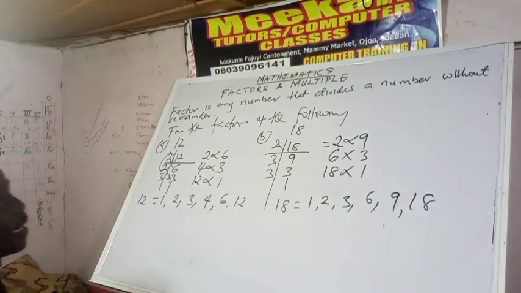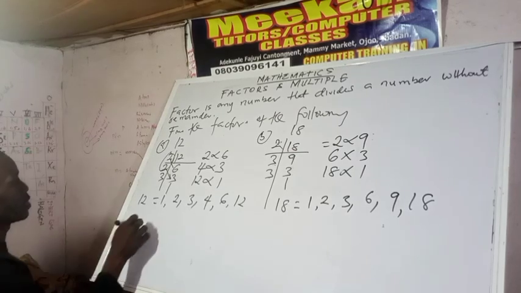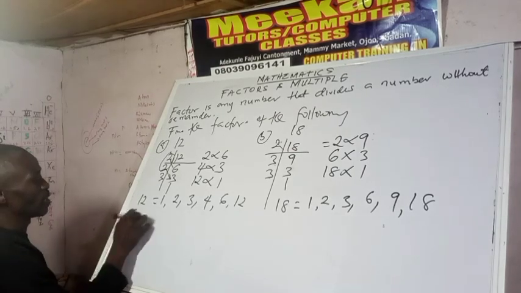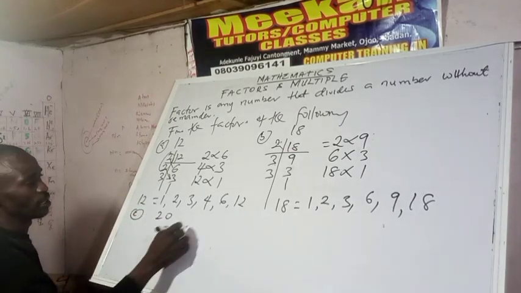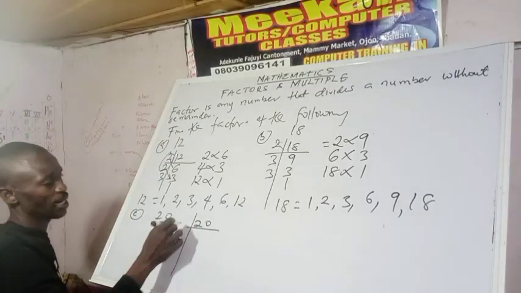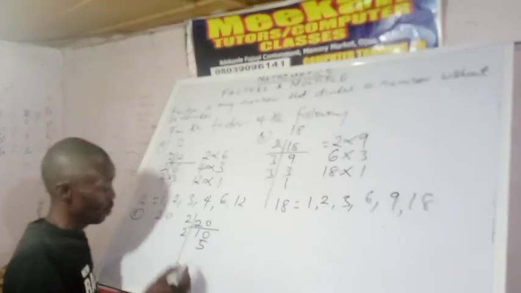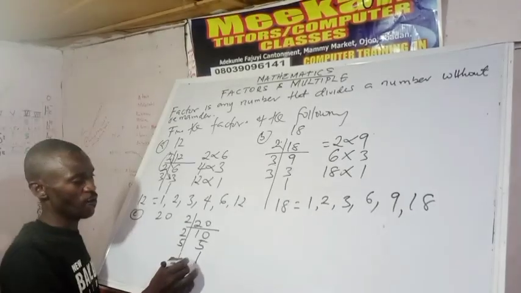Clear. 9 and 18. You can also see another one. If you have 20, factors of 20. I divide. Let's see what are those things that can go. 2 here, what do you have? 10. 2 here, we have 5. We also have 5 here, we have 1.